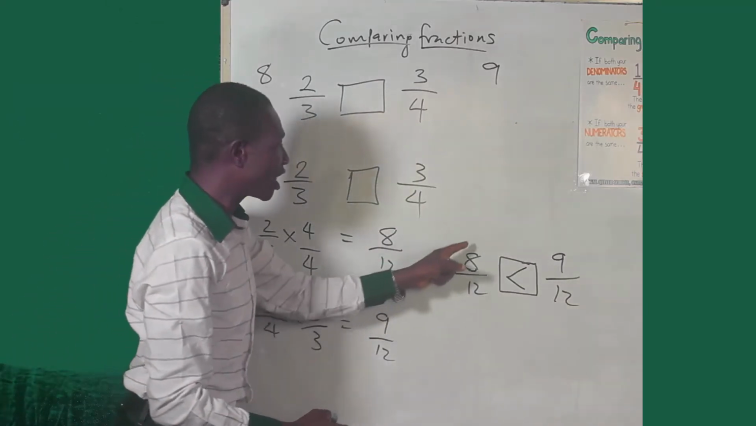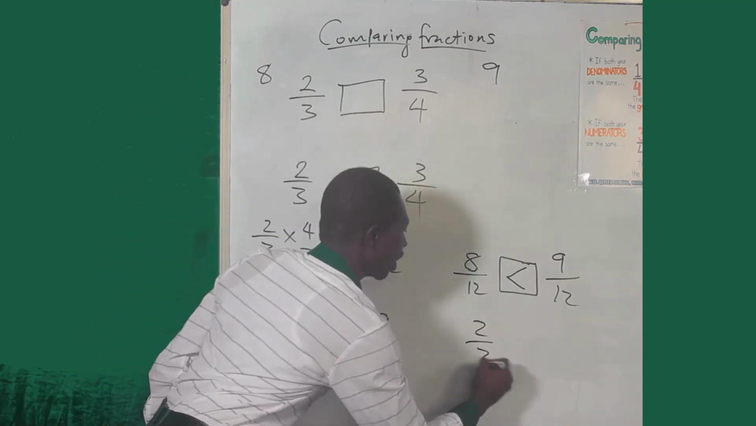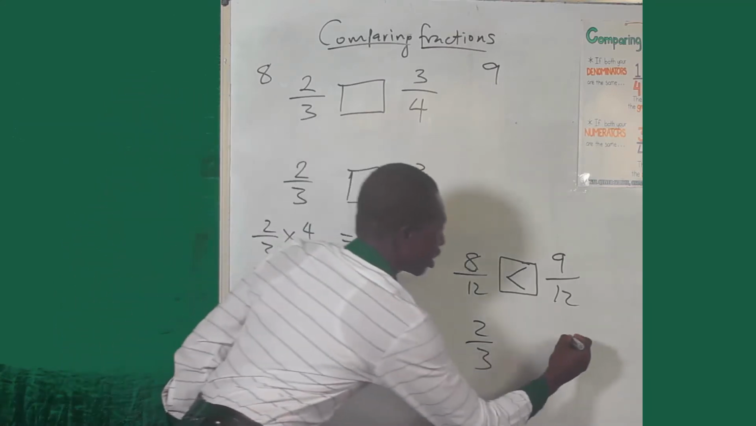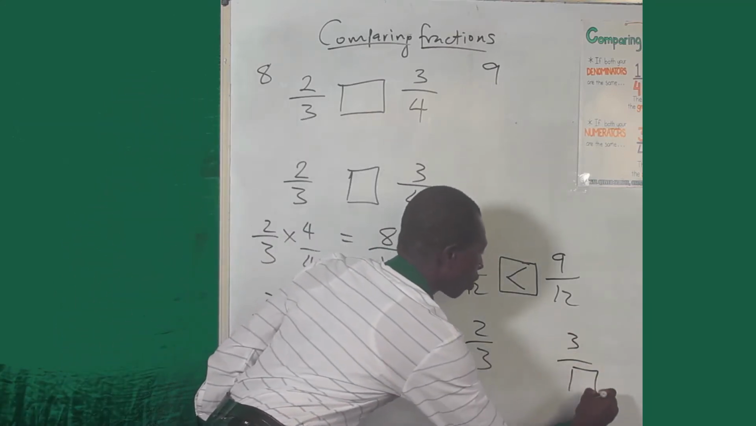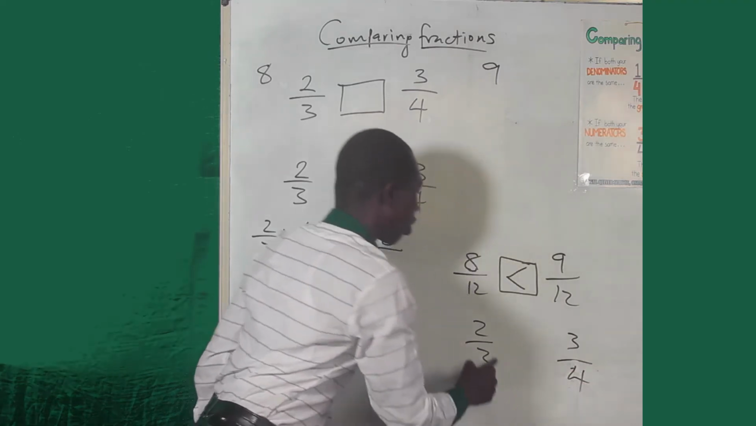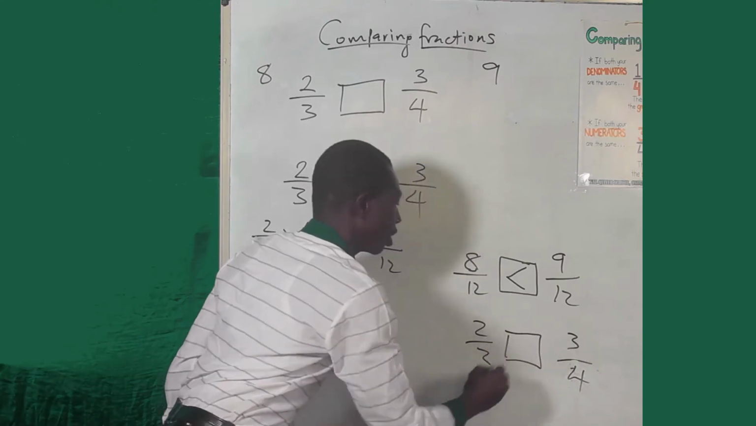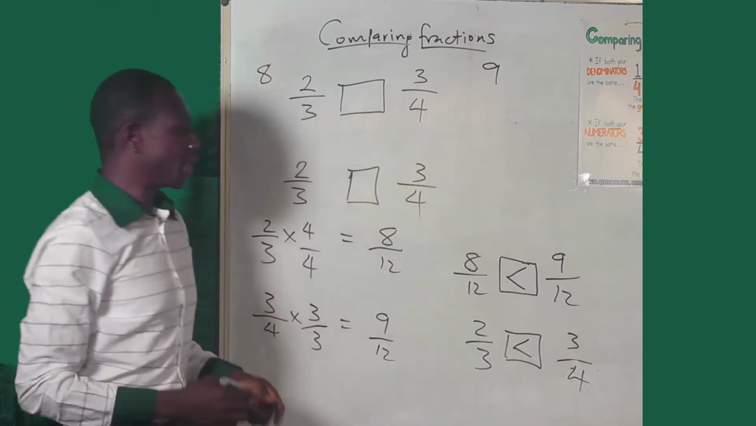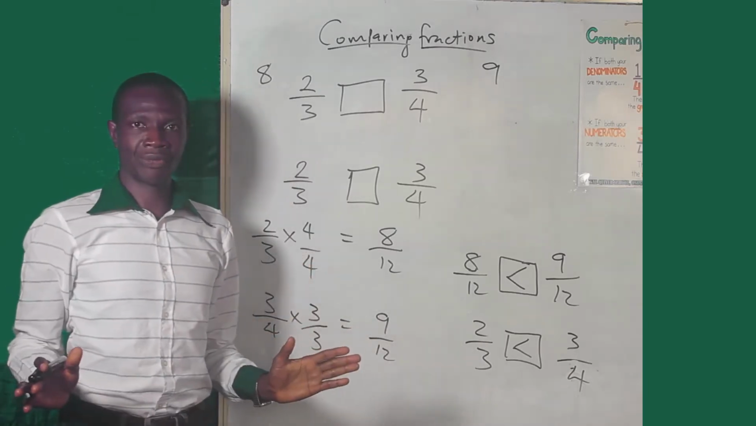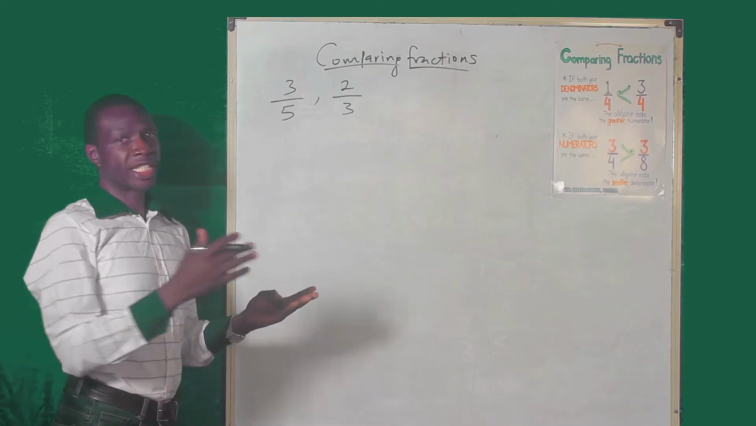So remember, this 8 over 12 is the same thing as 2 over 3. And this 9 over 12 is the same thing as 3 over 4. So, 3 over 4. So comparing 2 over 3 and 3 over 4, 3 over 4 is the bigger fraction. I hope it is very clear to you. Can we take another example? Let us see another example.